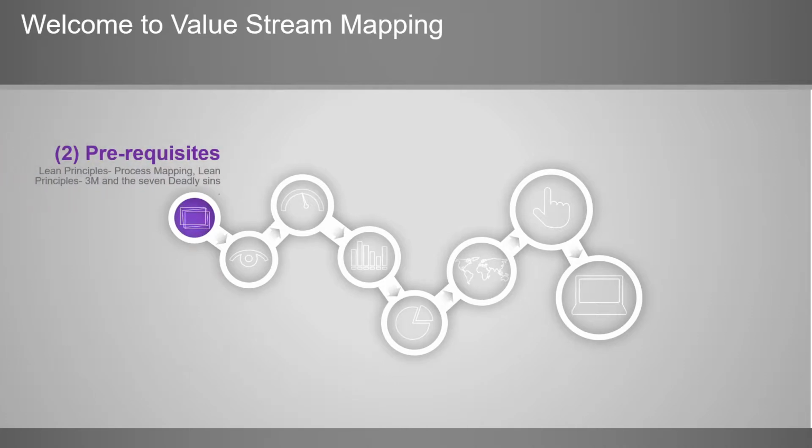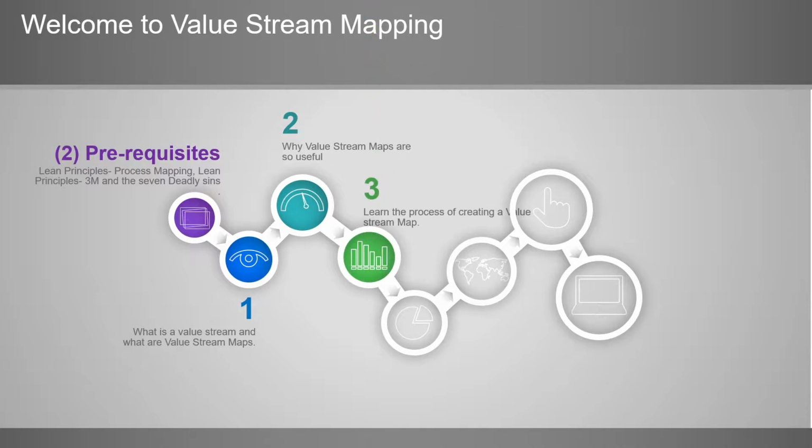First, the prerequisite. As mentioned, this course has 2 prerequisites, process mapping and lean wastes. Next, by the end of this course you will know what is a value stream and value stream maps, why value stream maps are so useful. You will also learn the process of creating a value stream map. You will learn all the metrics, symbols and protocols involved in making a value stream map.